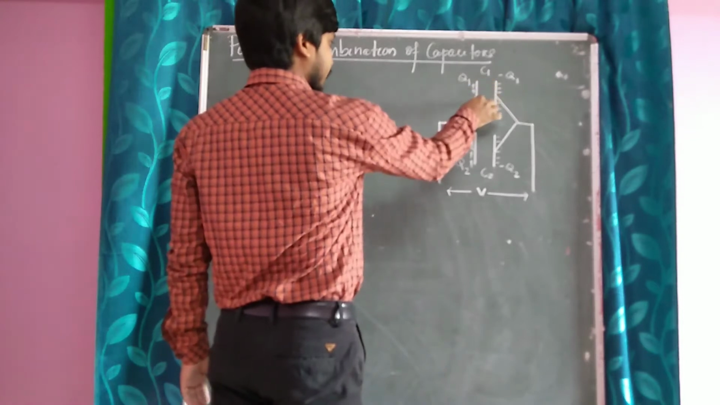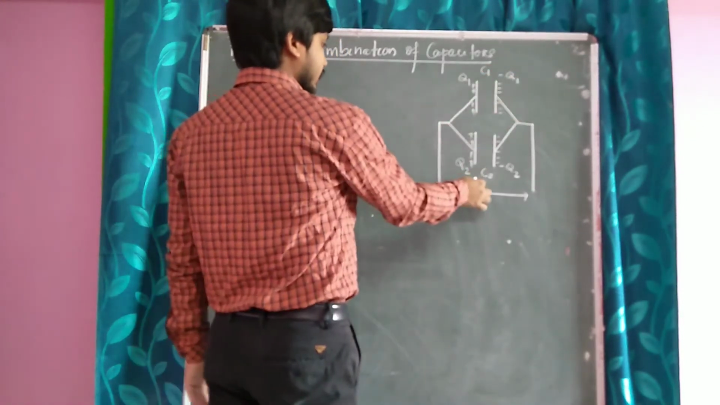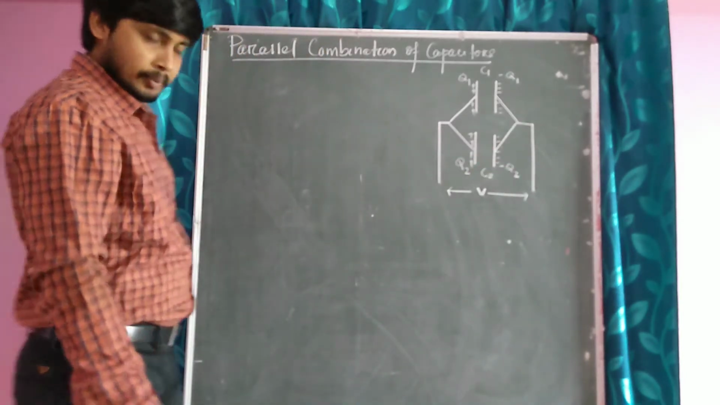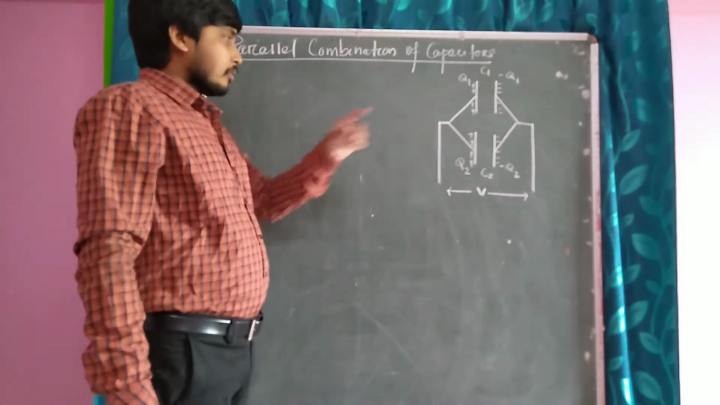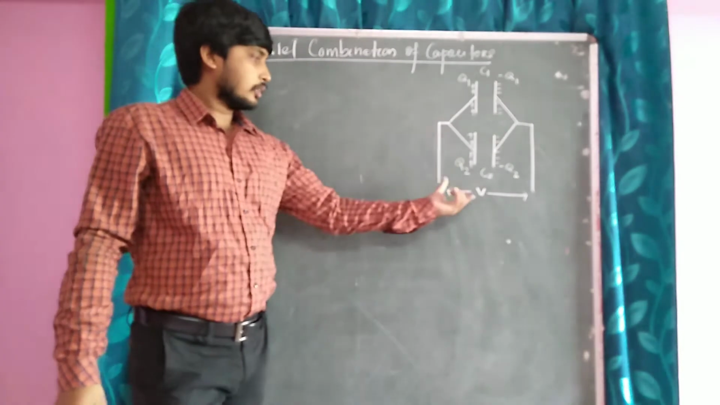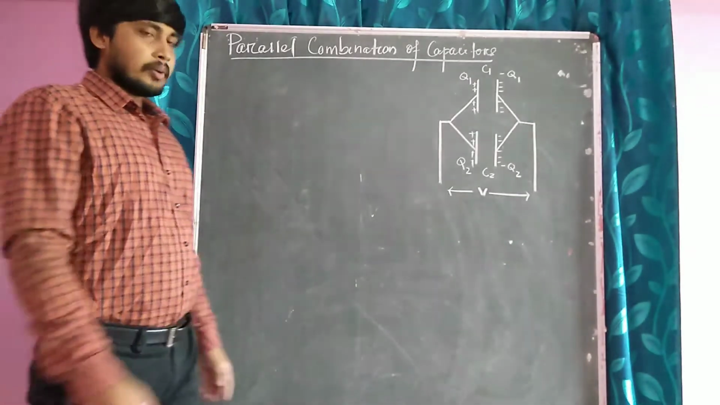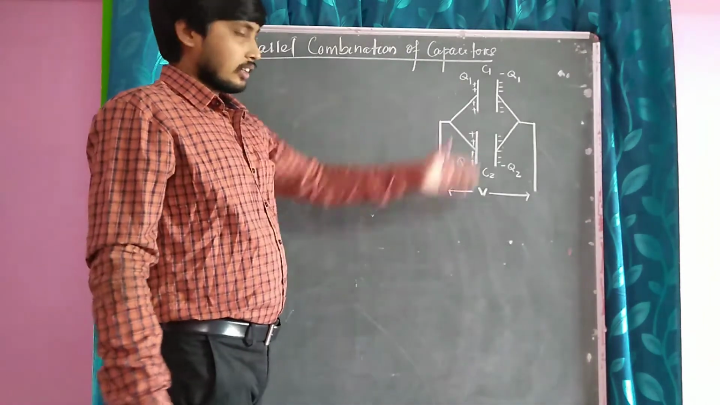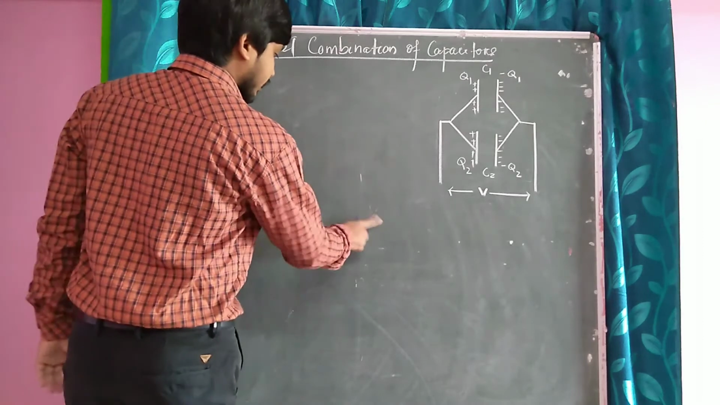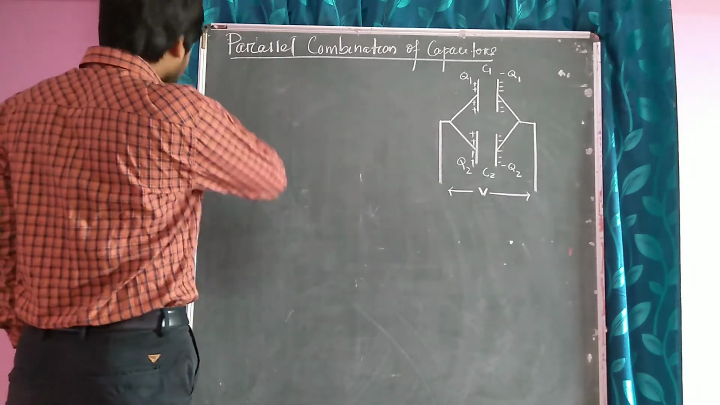This is the positive plate of the first capacitor and this is the negative plate, and this is the positive plate and this is the negative plate of the second capacitor. Remember that in case of a parallel combination, the capacitors are joined to one potential V. Here the potential remains the same for all these capacitors. Such a combination is known as the parallel combination, where they all are joined to one equal potential.